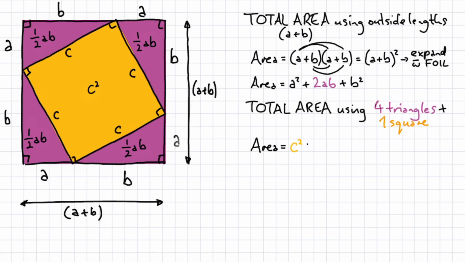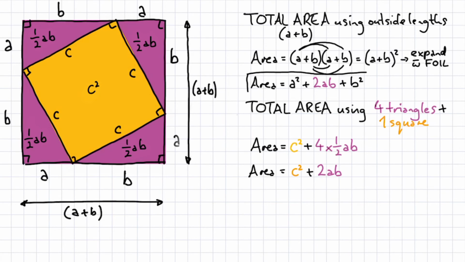So the total area based on the four triangles and the square: the square's area is c squared, and there are four of those triangles, so that's 4 times half ab. If we simplify 4 times a half, we get 2, so the area is c squared plus 2ab. So we've worked out the area in two different ways.